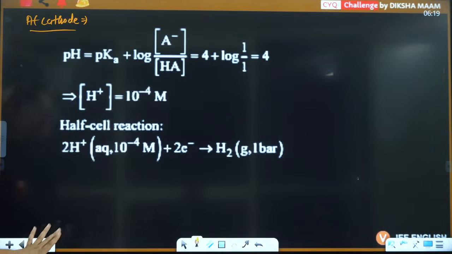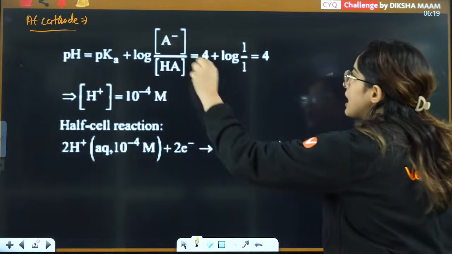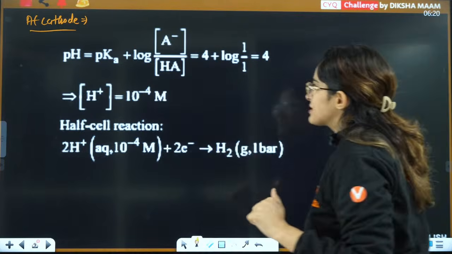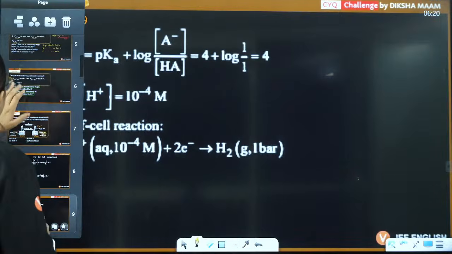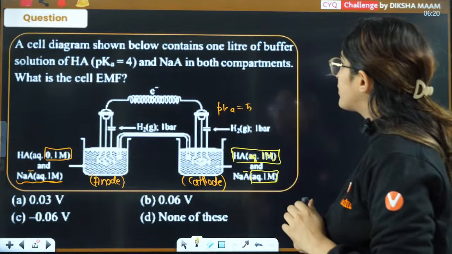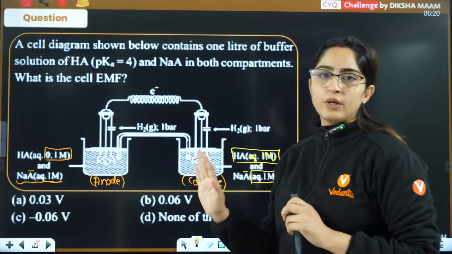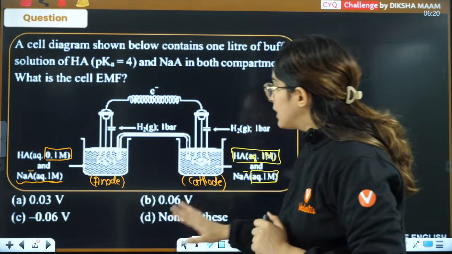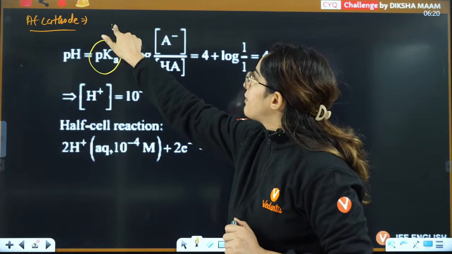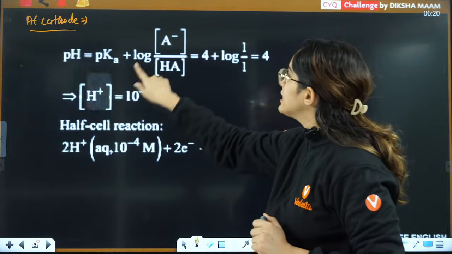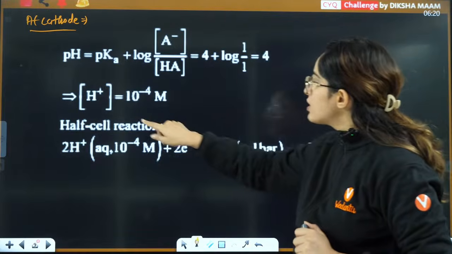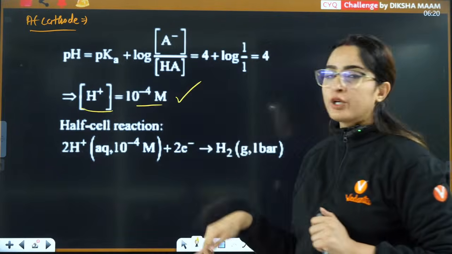So you will just put this in this particular question's solution. pK is given to be 4 plus log of A negative. Is it given to be 4 throughout the solution? The cell diagram shows 1 liter of buffer. Throughout the solution it is given to be 4 itself, so we'll take it as 4 only. I thought it was given to be 5, but here also it is 4, because it's a buffer solution. This is 1, this is 1. When you solve this, your answer of pH is going to be 4. Hence the H positive concentration is going to be 10 raised to power minus 4.